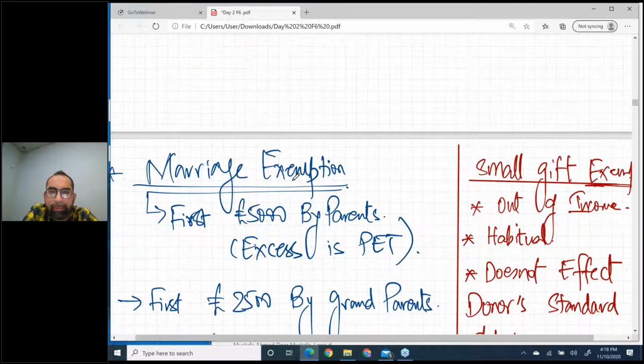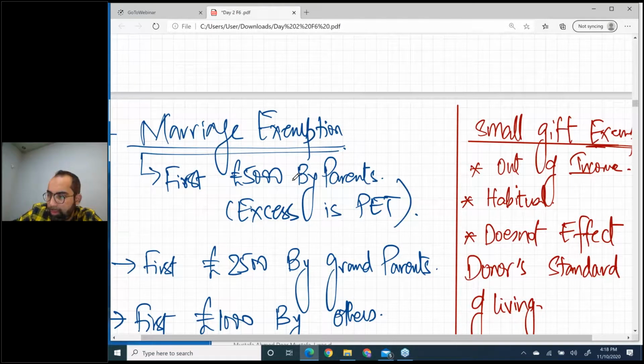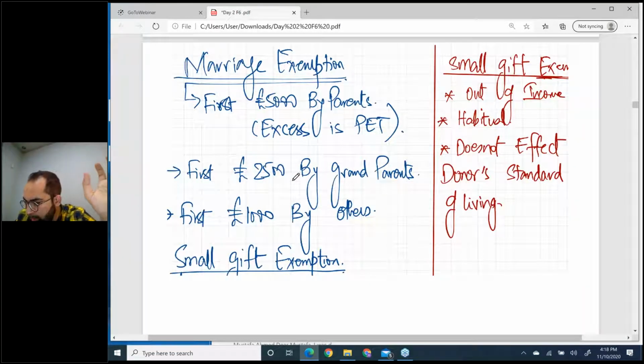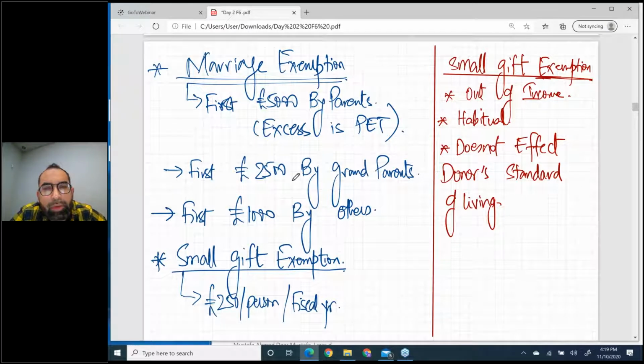Now there are some more exemptions. This is what we call marriage exemption. Obviously the UK government also studies this, that not all wealth transfer is taxable for IHT, because there are some events like marriage. Parents normally give with their own wish to their sons and daughters, right? That's the time of happiness, so that law is relaxed here. What is marriage exemption?